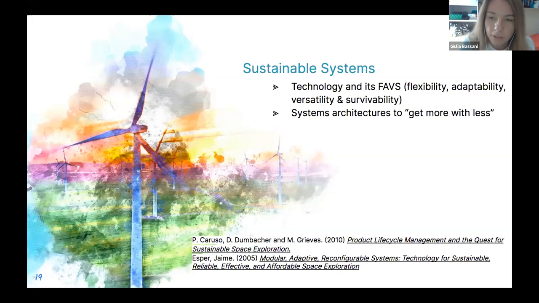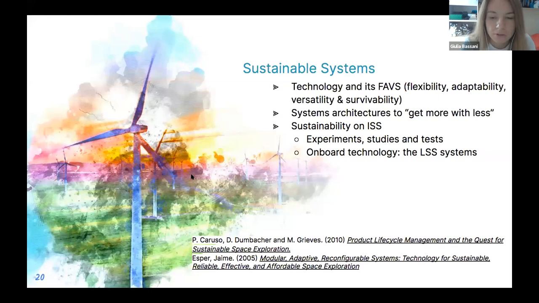The first thing that we noticed while studying sustainable systems was a new definition for sustainability, which in this case means being able to get higher quality results and products with fewer costs. We also noticed that the main requirements for sustainable systems that were mentioned most often were flexibility, adaptability, versatility, and survivability, which we gathered in the acronym FAVES to sum it all up. Next.